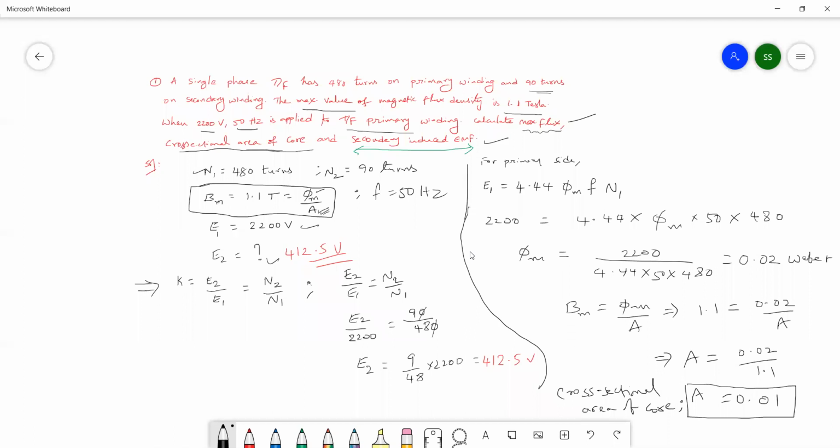Number of turns, N1 480, N2 90. And when 2200 volts applied to transformer primary winding, that means primary in the sense immediately suffix 1. Voltage, that means V1 or E1, that equal to 2200. 50 hertz in the sense frequency, F equal to 50 hertz. And the maximum value of magnetic flux density in the sense capital B, they given as maximum, that is Bm, that is 1.1 Tesla directly. Therefore, as per our regular formulas of EMF equation of transformer and the transformation ratio, by utilizing those two, you can solve the problems on transformers.